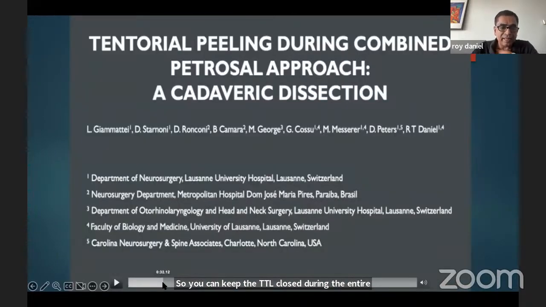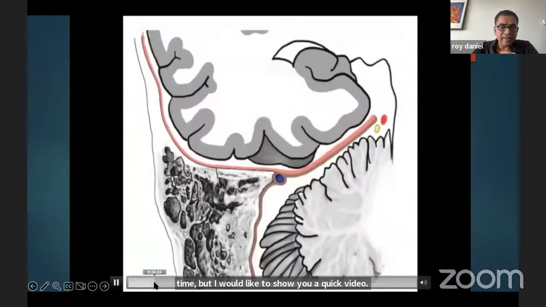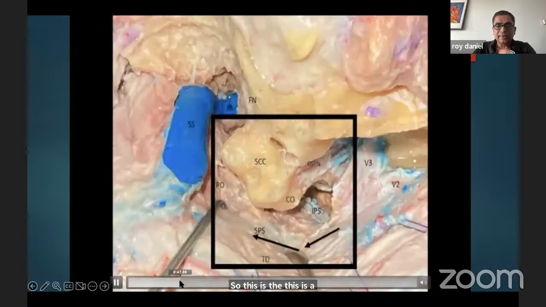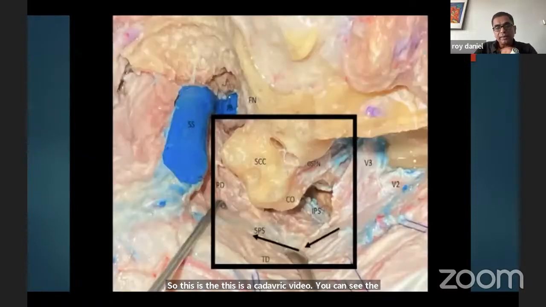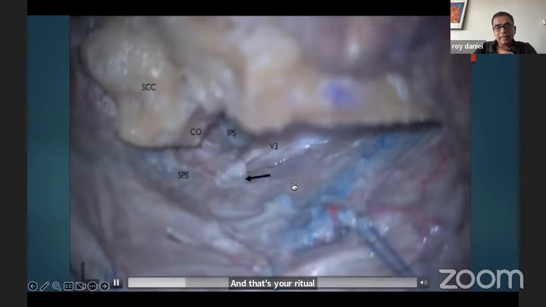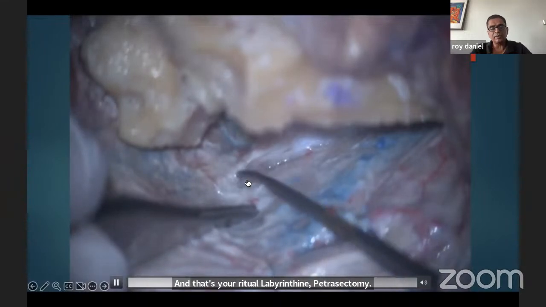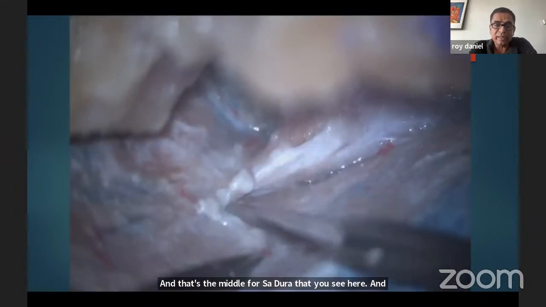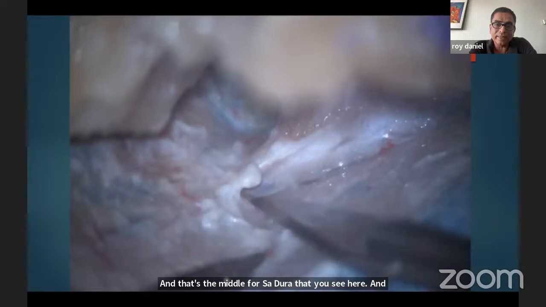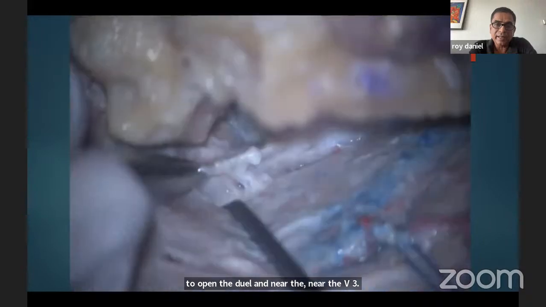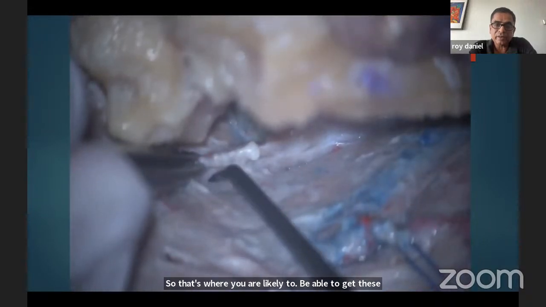So I don't know if I have the time, but I would like to show you a quick video. So this is a cadaveric video. You can see the same diagram that splits into two layers, and that's your retrolabyrinthine petrosectomy, and that's the middle fossa dura that you see here. And the dura can be opened, and we found that it is easier to open the dura near the V3. So that's where you're likely to be able to get these two layers. And then after that, we just need to split the two layers.